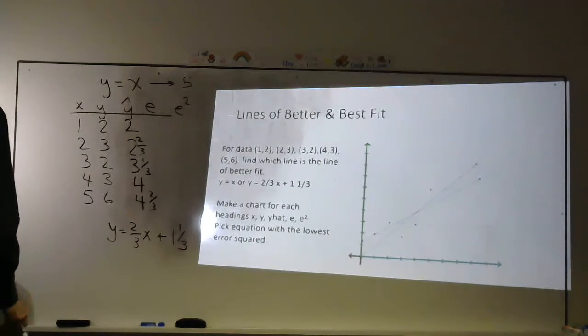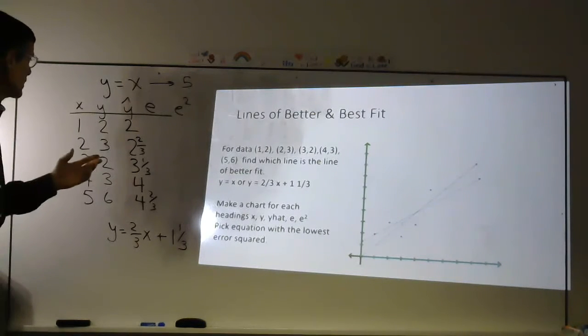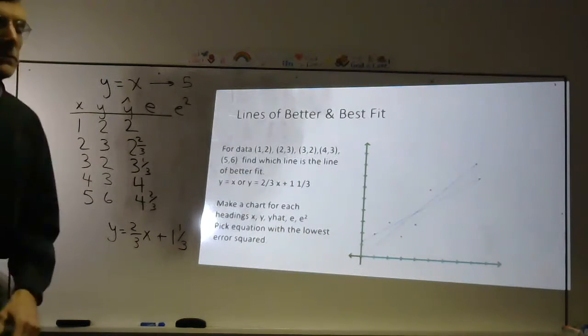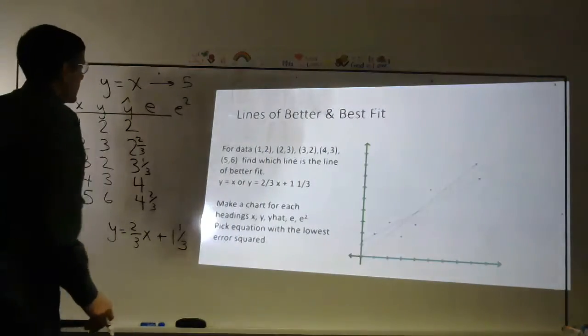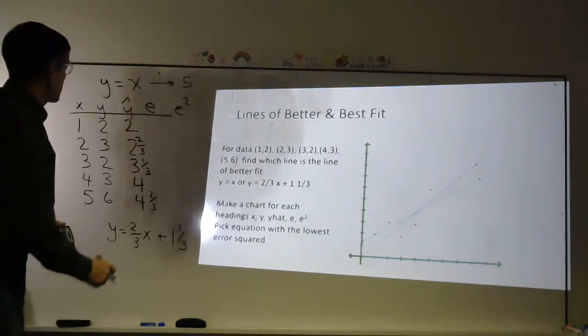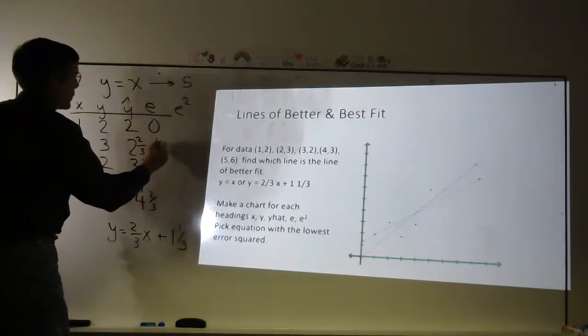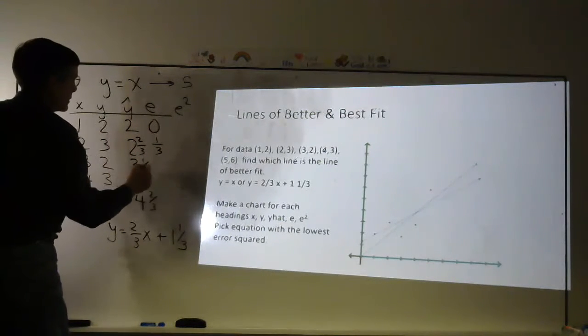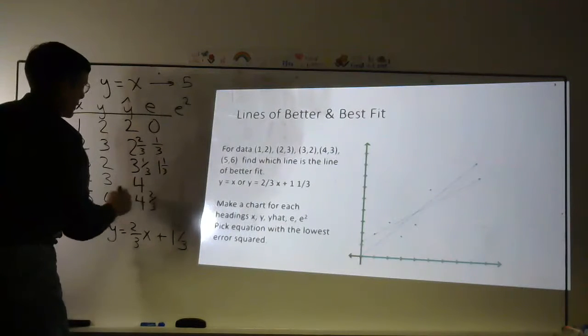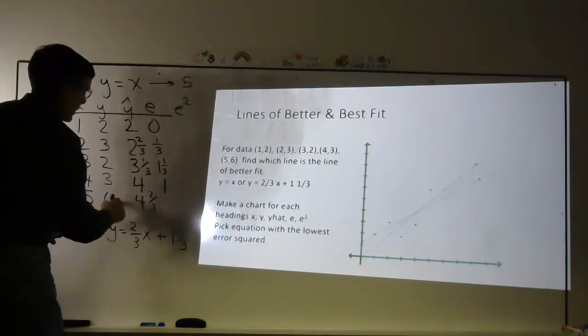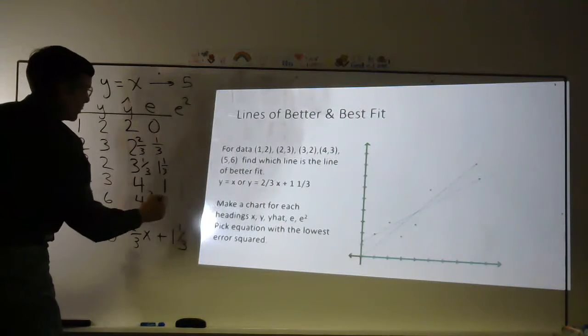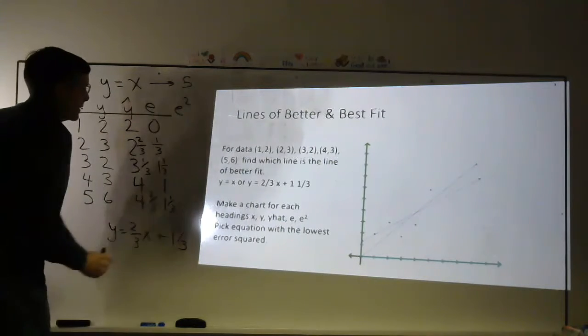Okay? Now, to find the error, we're going to have to subtract the y values. Most of these I can probably subtract in my head. It's the squaring that's going to get a little interesting. So here there is 0 error. Here there's 1/3 for an error. Here is 1 1/3 for the error. Here is 1. And when you subtract these two, you get 1 1/3 for the error.